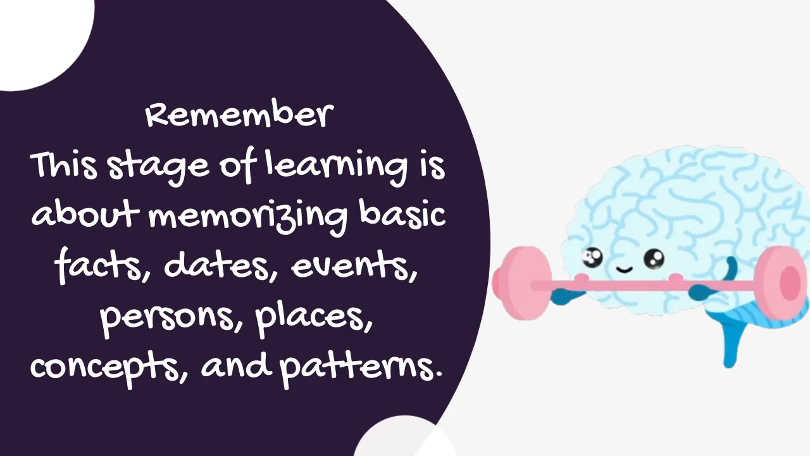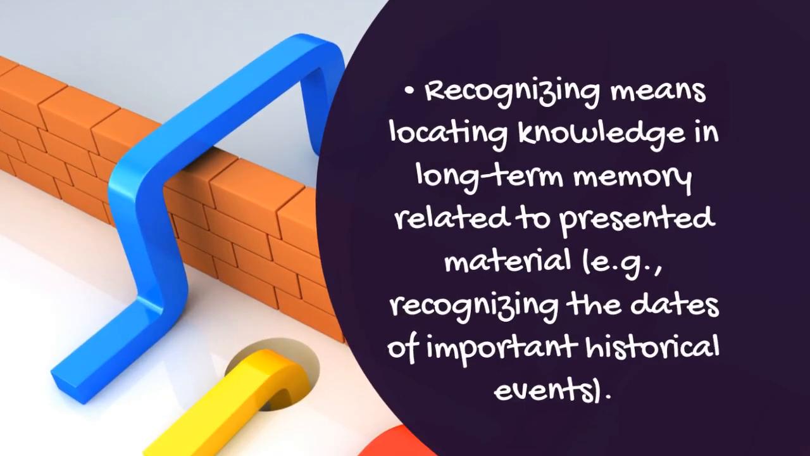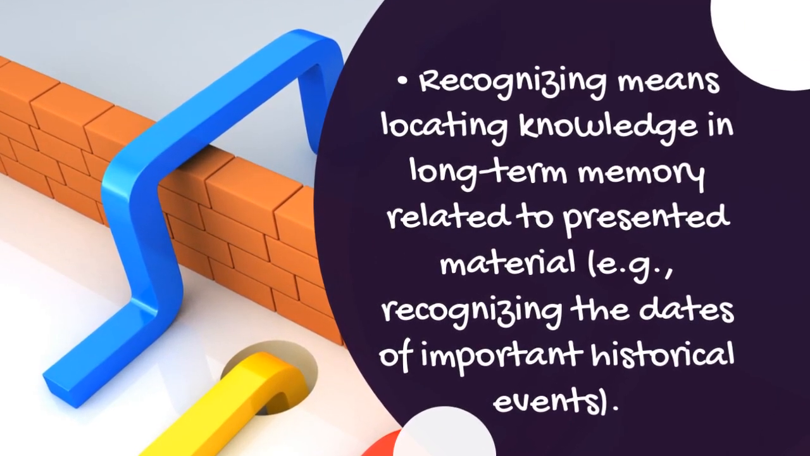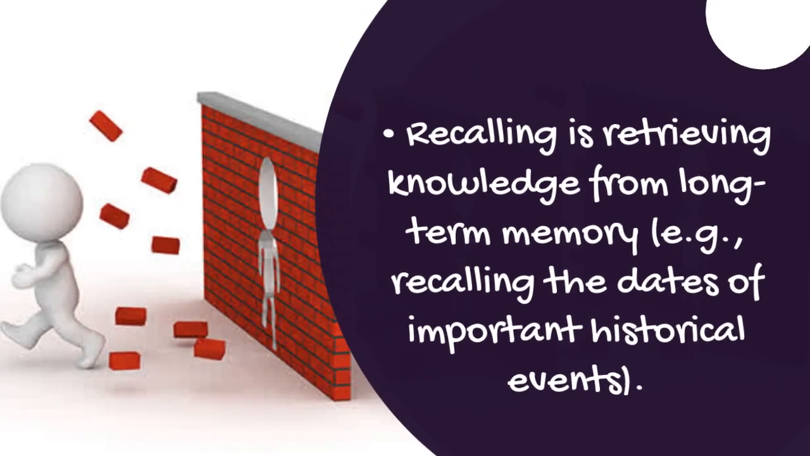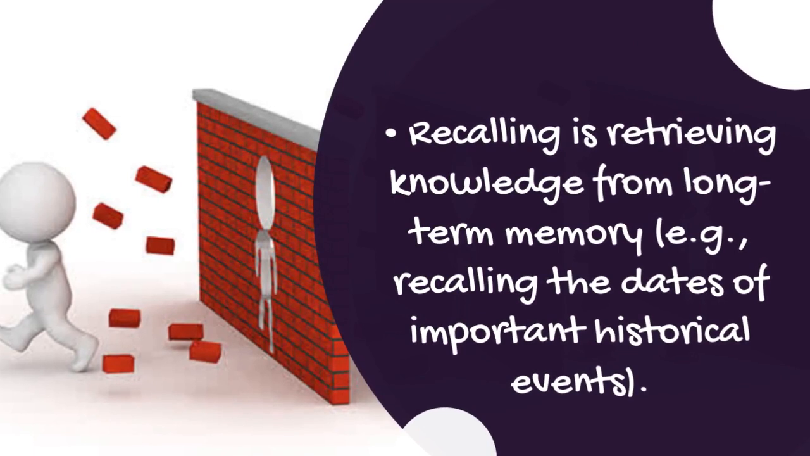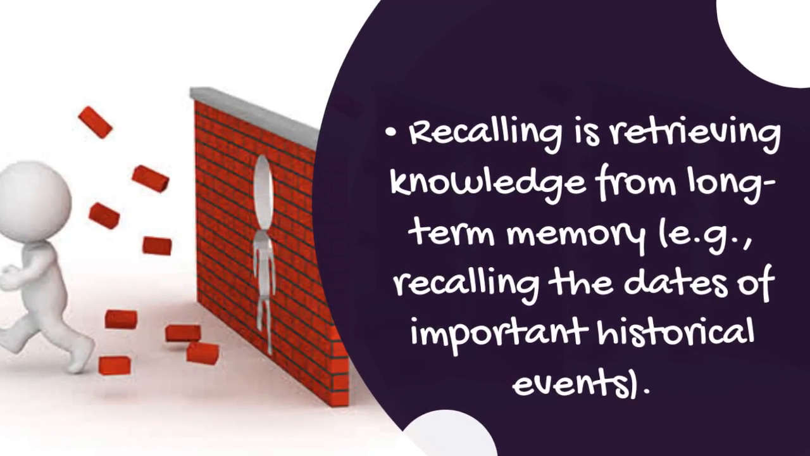The associated cognitive processes related to this level are recognizing, which means locating knowledge in long-term memory related to the presented material, such as recognizing the dates of important historical events. And the second is recalling, which relates to retrieving knowledge from long-term memory, such as recalling the dates of important historical events.